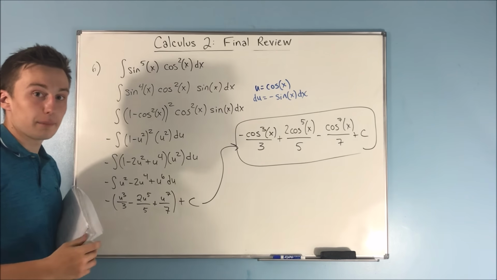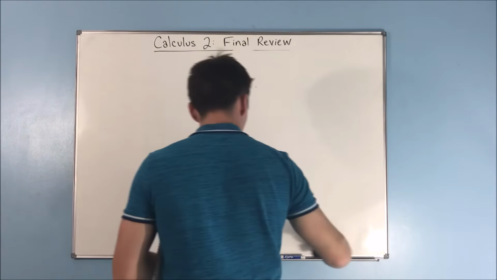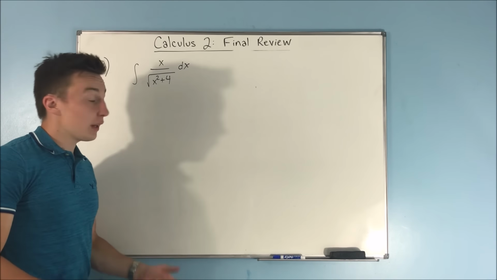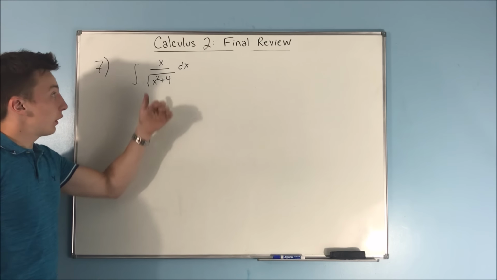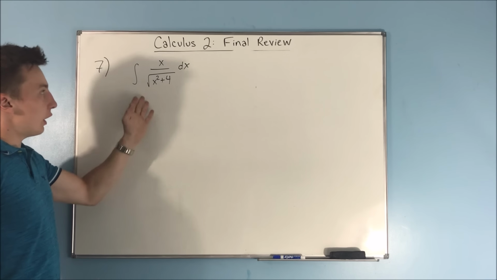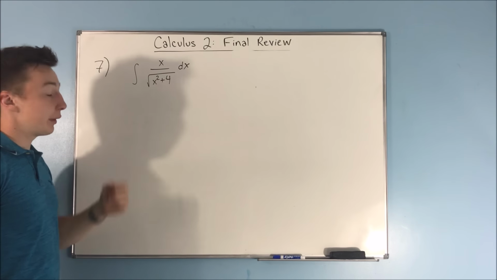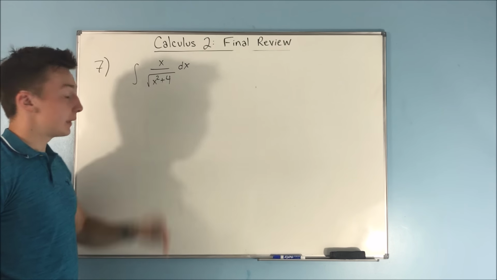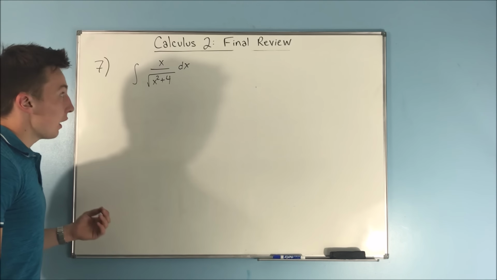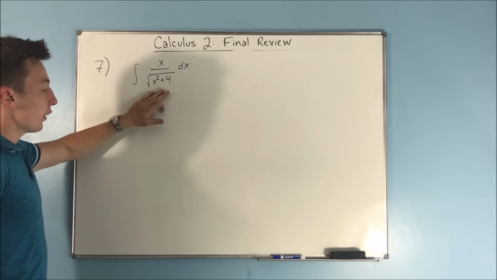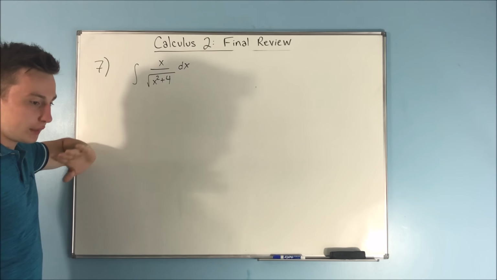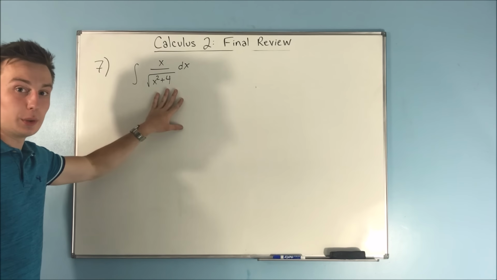Now next what we have here is the integral of x over the square root of x squared plus 4 times dx. Now, for this integral right here, you're probably thinking, all right, this is going to be an inverse trig substitution.